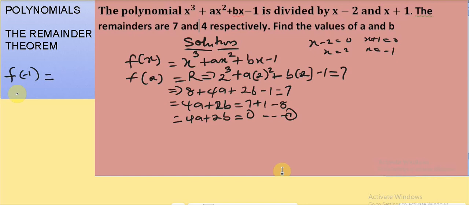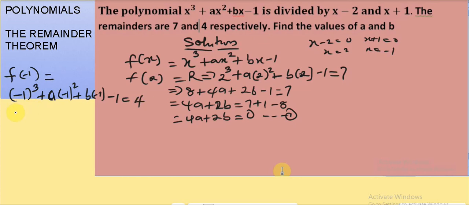So doing that, I'm going to have minus 1 cube plus a times minus 1 raised to the power of 2 plus b times minus 1 minus 1. Remember there's minus 1 here. So this is going to give me the remainder, which is 4.